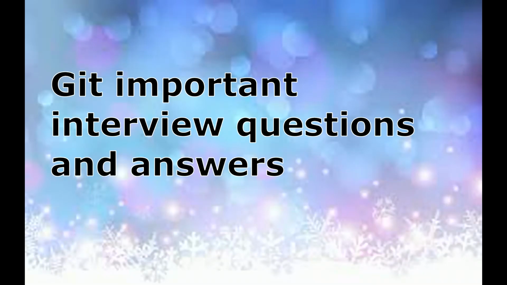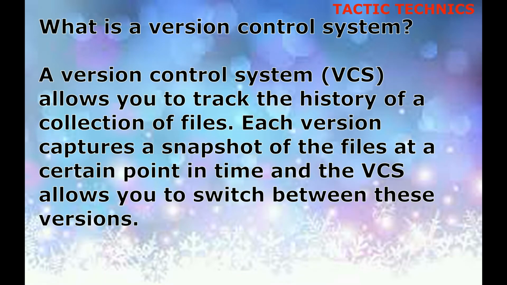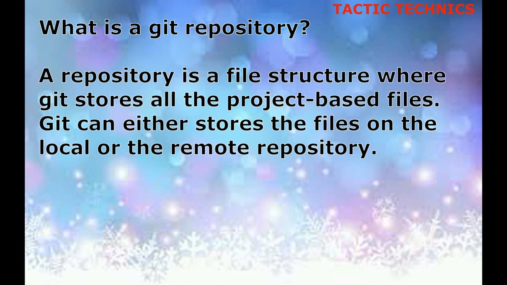Get important interview questions and answers. What is a version control system? A version control system allows you to track the history of a collection of files. Each version captures a snapshot of the files at a certain point in time, and the VCS allows you to switch between these versions.